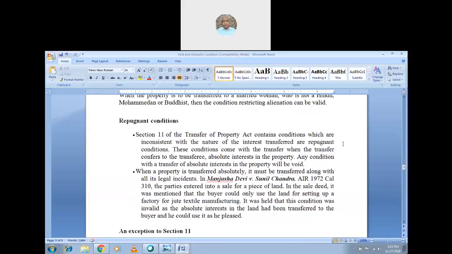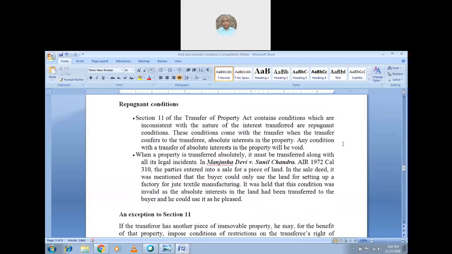This is another validity of the condition. So repugnant conditions are there. Section 11 of the Act contains the conditions which are inconsistent with the nature of the interest transferred, or repugnant conditions. These conditions come with the transfer when the transfer confers on the transferee an absolute interest in the property. Any condition with a transfer of absolute interest in the property will be void. Of course, partial will be allowed depending upon the circumstances, but the absolute is void.